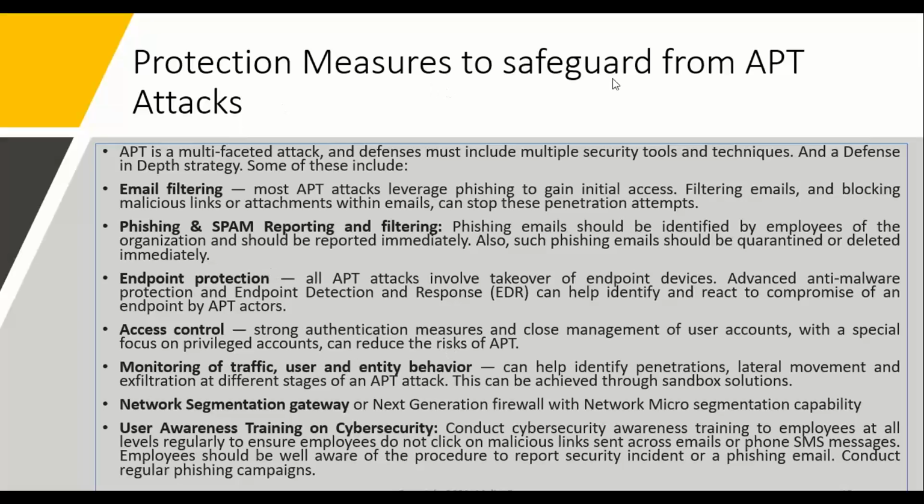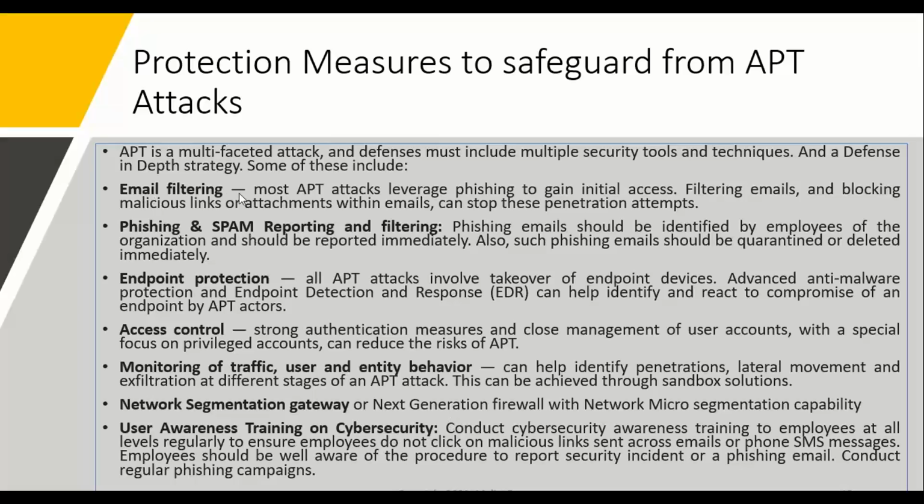Then protection measures to safeguard from APT attacks. APT attacks are multifaceted attacks, and defenses must include multiple security tools and techniques and a defense in depth strategy. Some of these include email filtering, phishing and spam reporting and filtering, endpoint protection, access controls, monitoring of traffic, user and entity behavior, network segmentation, gateway, and user awareness training on cybersecurity.